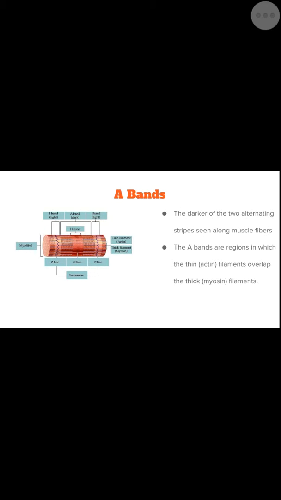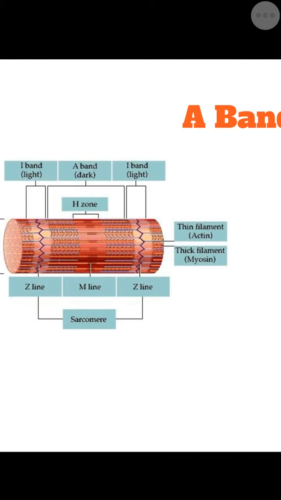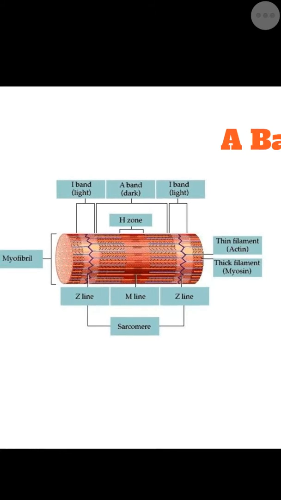A-bands. The darker of the two alternating stripes seen along muscle fibers. The A-bands are regions in which the thin actin filaments overlap the thick myosin filaments. The A-bands are going to be these two things that are kind of in the middle, but they're darker. As you can see, it says A-bands, and there's two lines pointing to it.